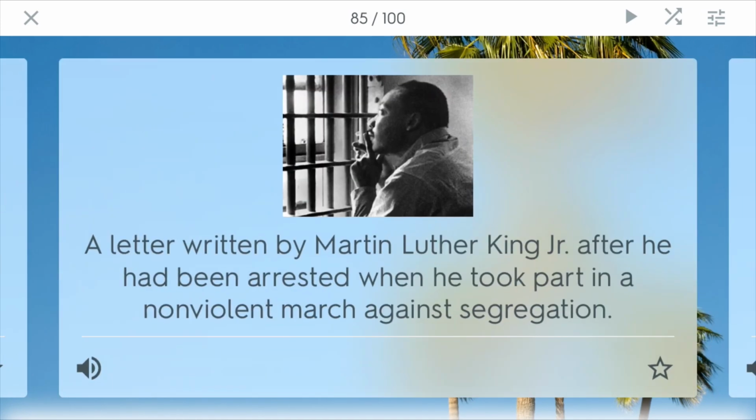The Letter from a Birmingham Jail was a letter written by Martin Luther King Jr. after he had been arrested when he took part in a nonviolent march against segregation in Alabama, and it defended the work of nonviolent action at a time when groups like the Black Panthers wanted equality through militant action.